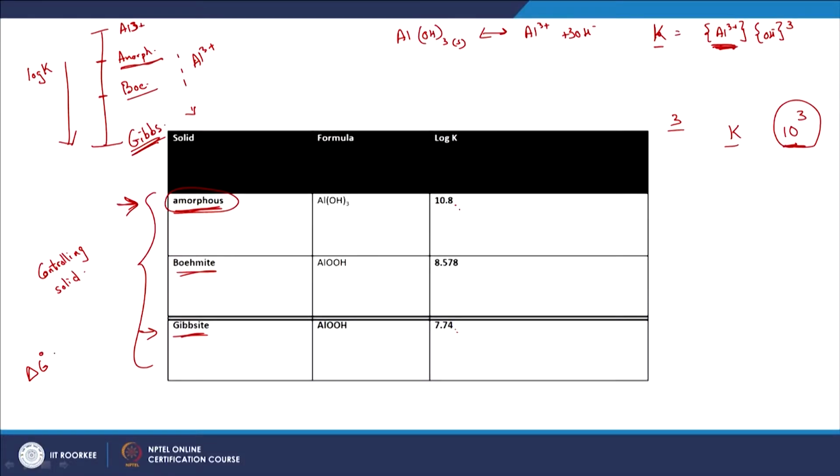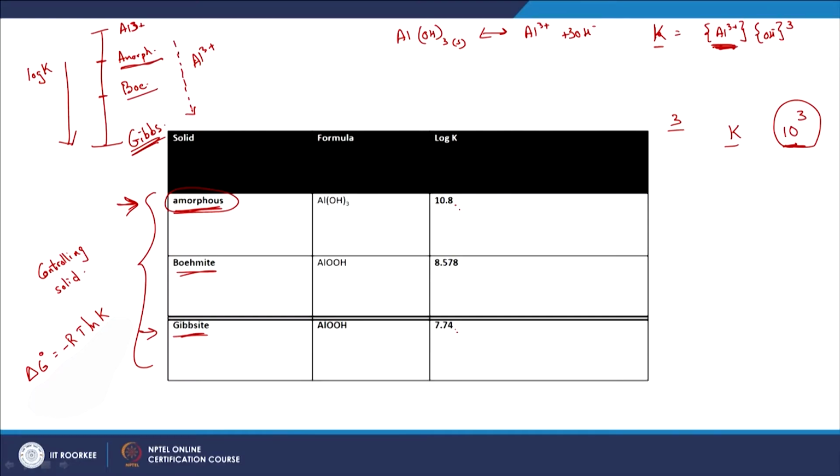As you remember, delta G naught, how can you get that? Equal to minus RT natural logarithm of K. Again, so when will that particular aspect be favored? Obviously, again only when the log K values are lower, yes, and that is what we observe here. So, again what is it that we are trying to say?